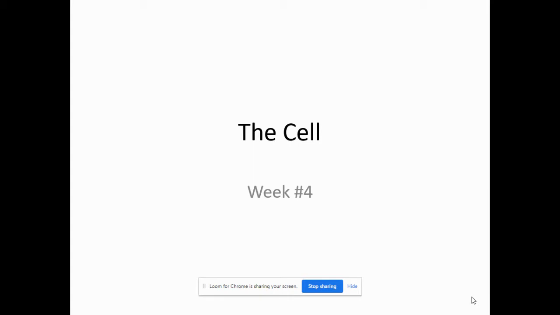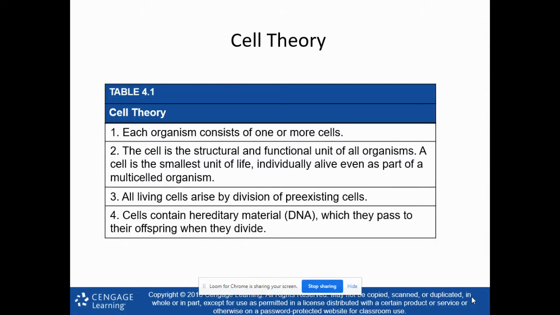All right, now remember, in the first lecture, we said the cell is the basic unit of life. And so when scientists characterize cells, think about their characteristics, they have developed the cell theory. All right. So basically, what it says is that the cell is a basic unit of life, and all organisms consist of one or more cells. They're either unicellular or multicellular, and that the cell is the structural and functional unit of all organisms.